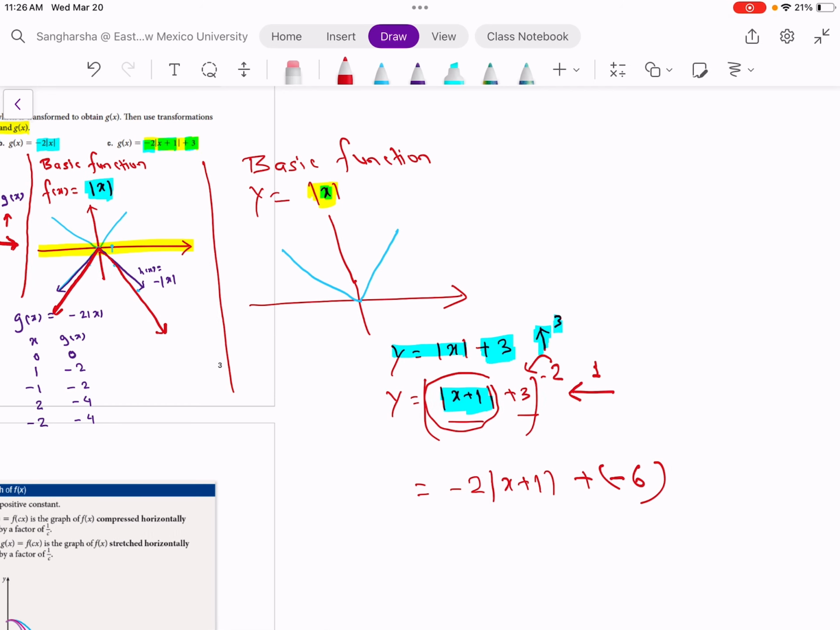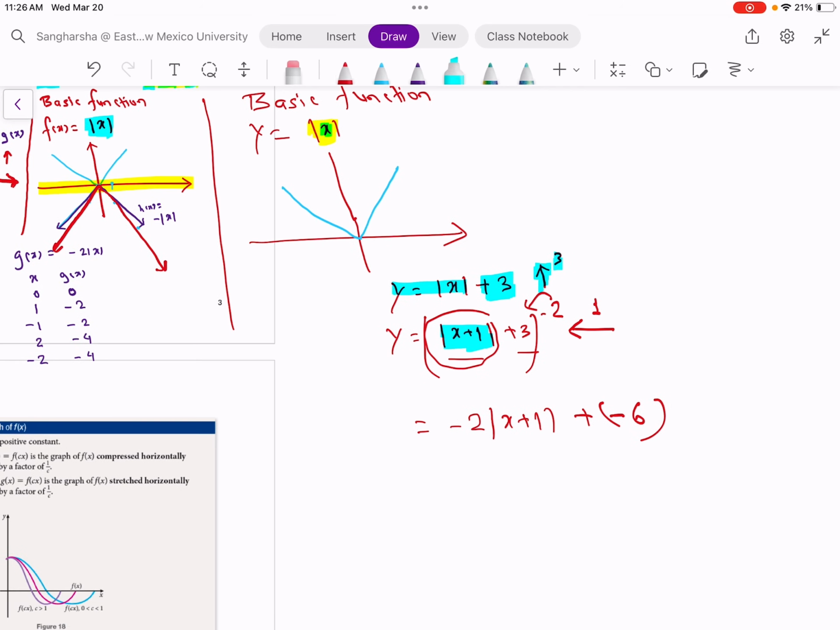Now do we get our g of x function? So it's not the same. We have a negative 6 here. We were supposed to have positive 3. So here it's not helping us. So order, it does matter.